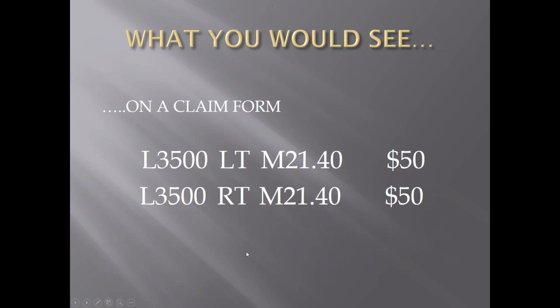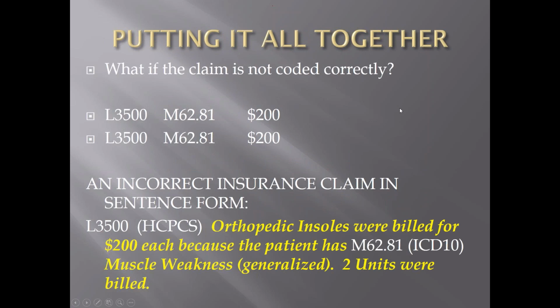But all you would see on the claim form is this. Okay, it wouldn't have any of the words. It would just have L3500, LT, M2140, $50. L3500, RT, M2140, $50. And that's all the insurance company needs to see on the claim form. Of course, it would be placed into the appropriate field or the appropriate box on the claim form, and they would see that, and that would be paid correctly because it tells the insurance company in code the correct story of that patient encounter.